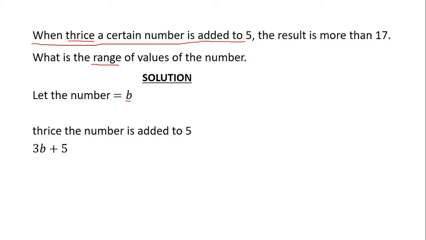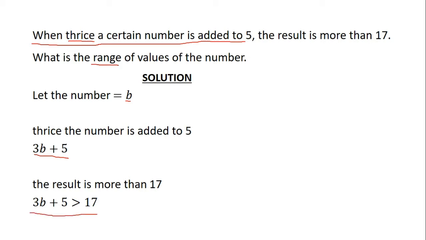So 3b plus 5. The question goes on to say that the result, which is 3b plus 5, is more than 17. When we say something is more than 17, it means that thing is greater than 17. So what this means is that 3b plus 5 is greater than 17. So you see, it's very simple. We have now written the linear inequality. So from here, we can solve this linear inequality for b.